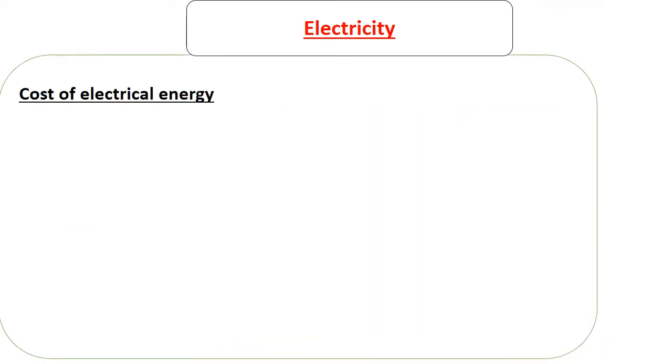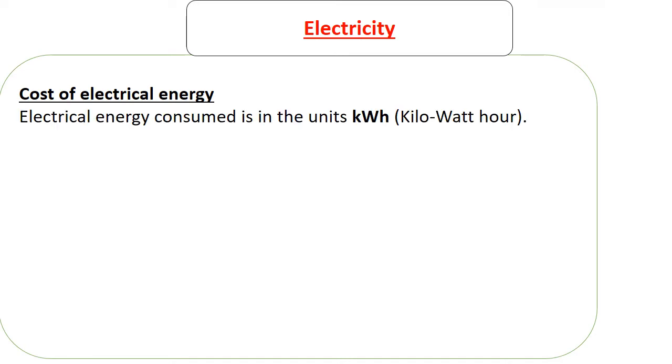Next, we look at the cost of electrical energy. Power is the rate at which energy is consumed. Now the cost is another issue. So electrical energy consumed is in the units kilowatt hour. When you talk of the amount of electricity that is consumed, we talk of kilowatt hours. Kilowatt hour: we're talking about power expressed in kilowatts, and then we multiply that value by the number of hours that power has been consumed. That's the basis of the cost of electrical energy.